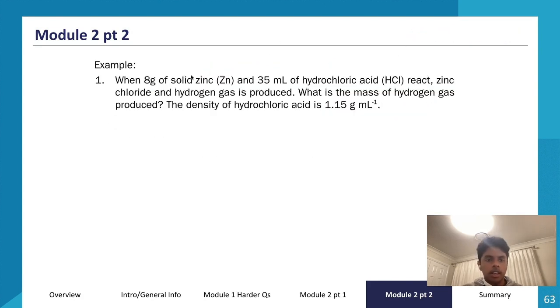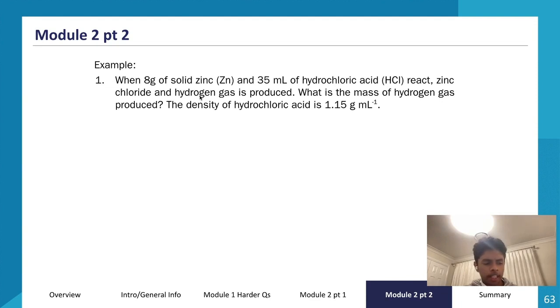So let's answer this question. When 8 grams of solid zinc and 35 milliliters of hydrochloric acid react, zinc chloride and hydrogen gas are produced. What is the mass of hydrogen gas produced? The density of hydrochloric acid is 1.15 grams per milliliter. If we're trying to find the mass of hydrogen gas produced, this question will obviously have a limiting reagent, so be prepared for that.